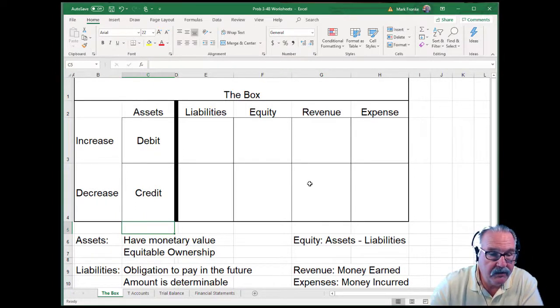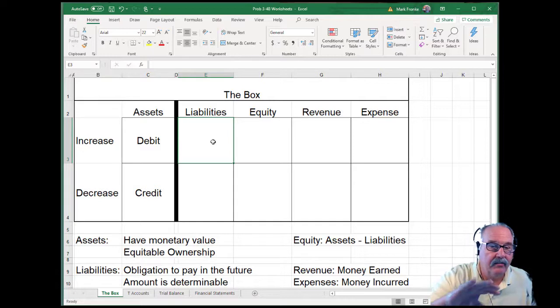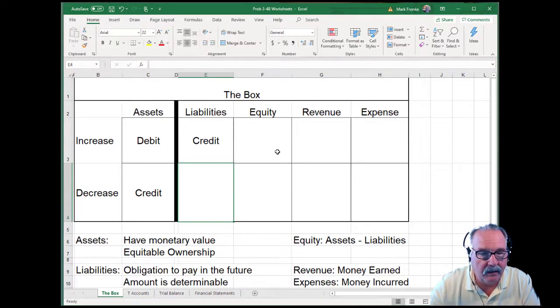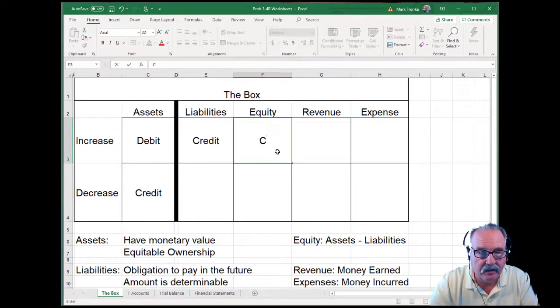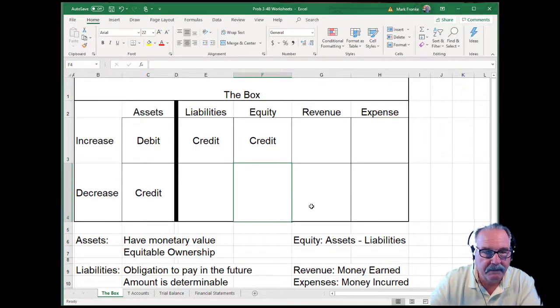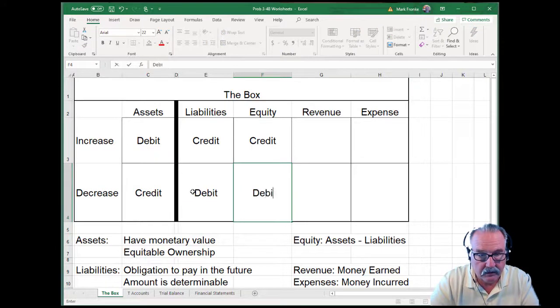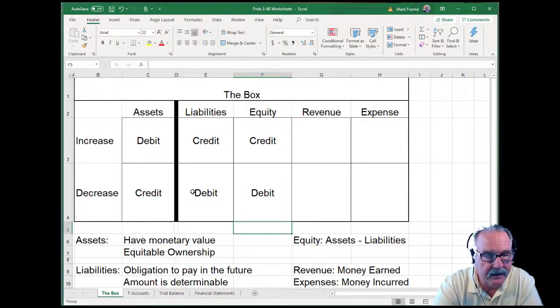Now, when we jump over this equal sign, which I've designated with this black line, it flips. It has to. Mechanically, it can't work any other way. So that means that liabilities go up with a credit, and equity goes up with a credit, which means that they have to go down with a debit. So, assets go up with a debit, liabilities and equity go up with a credit. You've got to memorize that.